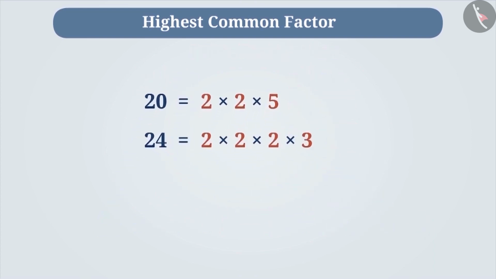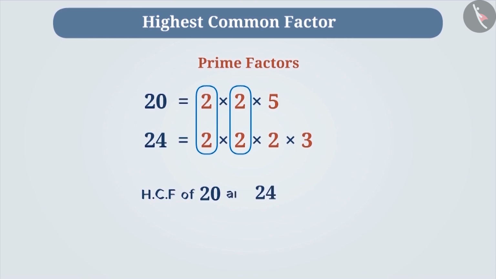Now check for the common factors among the prime factors of these two numbers. As you can see, 2 is repeating twice among the prime factors of 20 and 24. There is no other common factor between the two. Therefore, the HCF of 20 and 24 is 2 into 2, which is equal to 4.